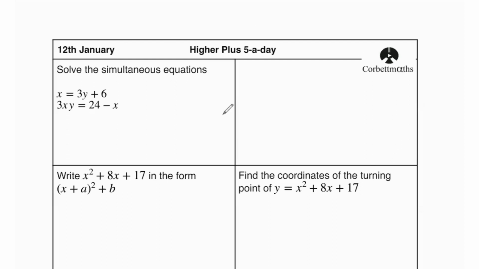First question says solve the simultaneous equations. So for this, I'm going to use the substitution method. I'm going to substitute the first equation in the second one. So that means it's going to be 3 times 3y plus 6 times y equals 24 minus 3y plus 6.